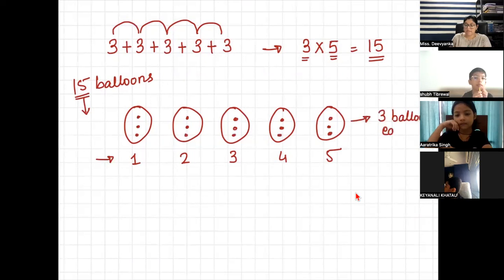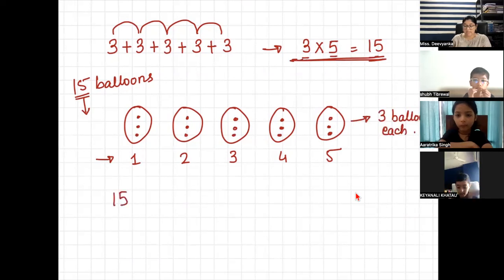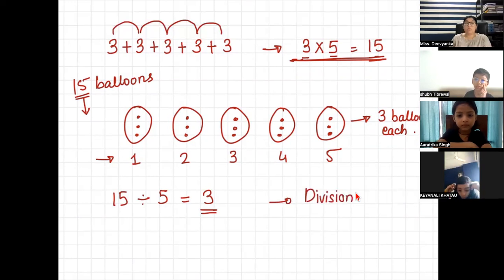Three balloons. And then, yes. So they will get how many balloons each? 3 balloons each, correct? Means what? We did the opposite of multiplication. We multiplied 3 by 5 students to find out how many each child got. Each child got 3 balloons. So here we did a division. In division, what are we doing? We are doing repeated subtraction.